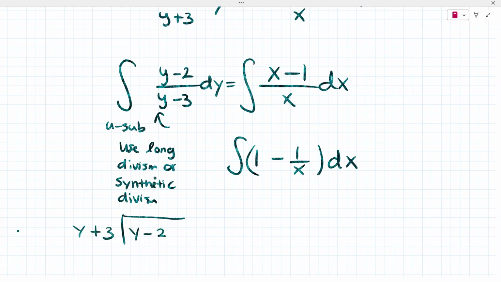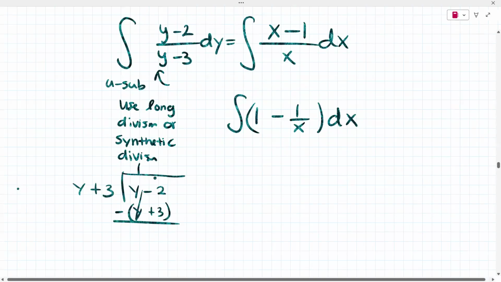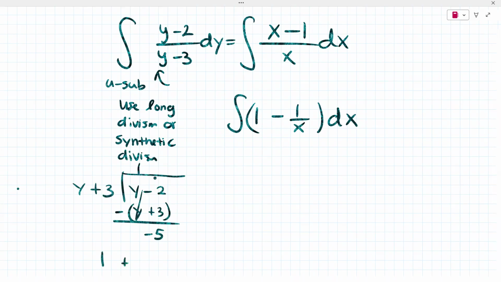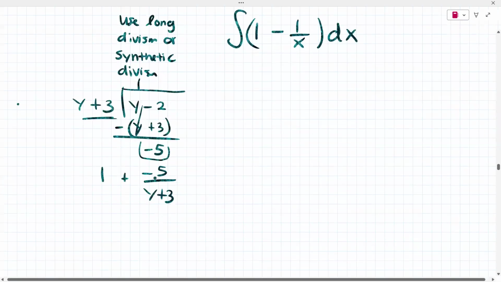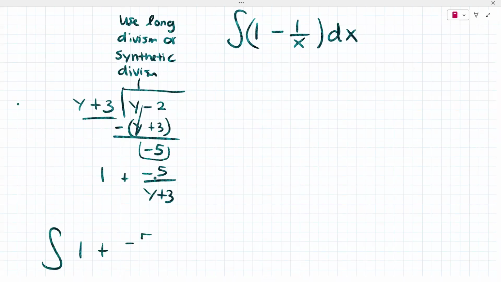And I think I'll just use 1. So 1 times y is y. 1 times 3 is 3. Distribute this minus, and this cancels. This is -3 minus 2 is -5. So you get 1 plus -5 over whatever you're dividing; -5 is the remainder, and then you divide it by whatever you're dividing. You get the integration of 1 plus -5 over y plus 3 dy.